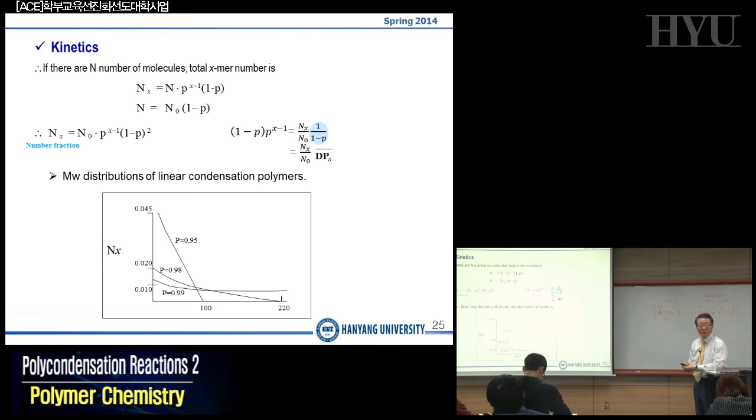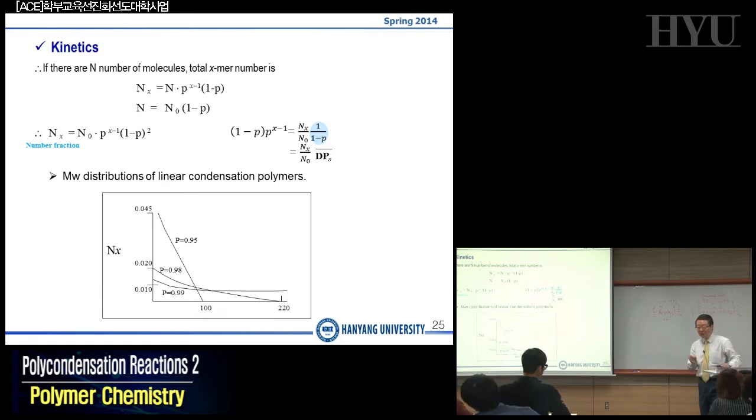If p is equal to 0.98, then you come up with this curve, then 0.99 and 0.995, and so on. Now this represents the number fraction of your x-mer. The number fraction of your x-mer decreases as you increase your extent of reaction. If the extent of reaction P increases, N_x decreases, but X increases.